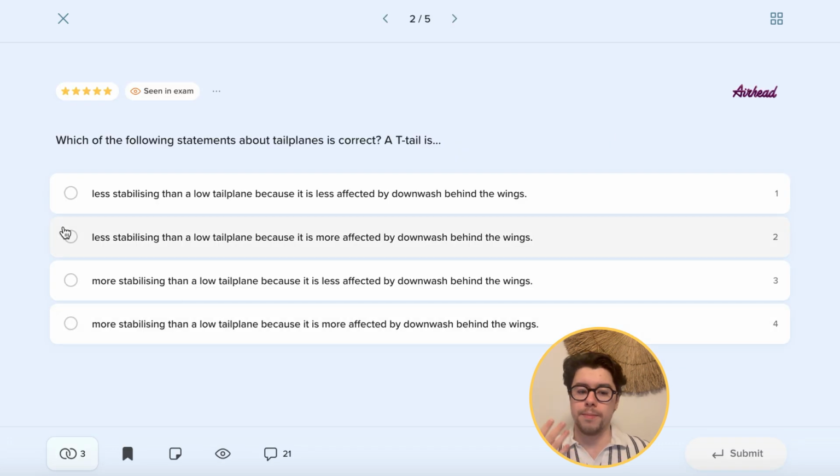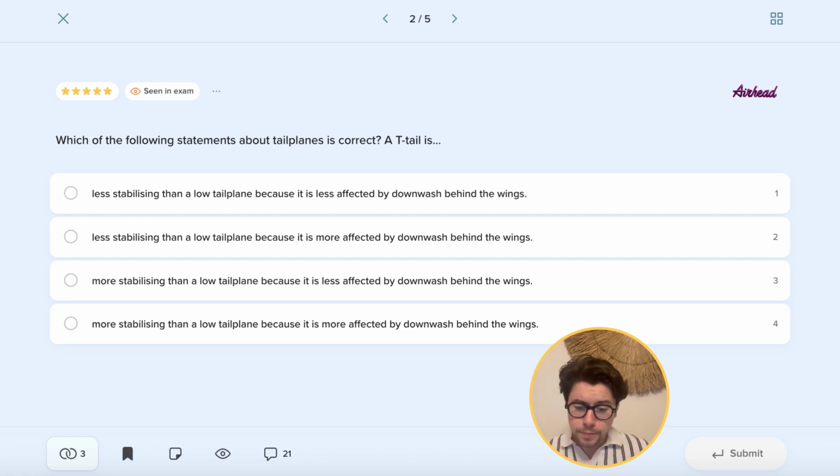And now for question number 2. Which of the following statements about tailplanes is correct? A T-tail is... Of course we have two general types of tailplanes, the T-tail and the conventional one. The T-tails are great because they are able to generate more forces, because they have a greater moment, because they simply are further away from the CG, as opposed to the more normal and conventional one that we see on most of the aircraft.